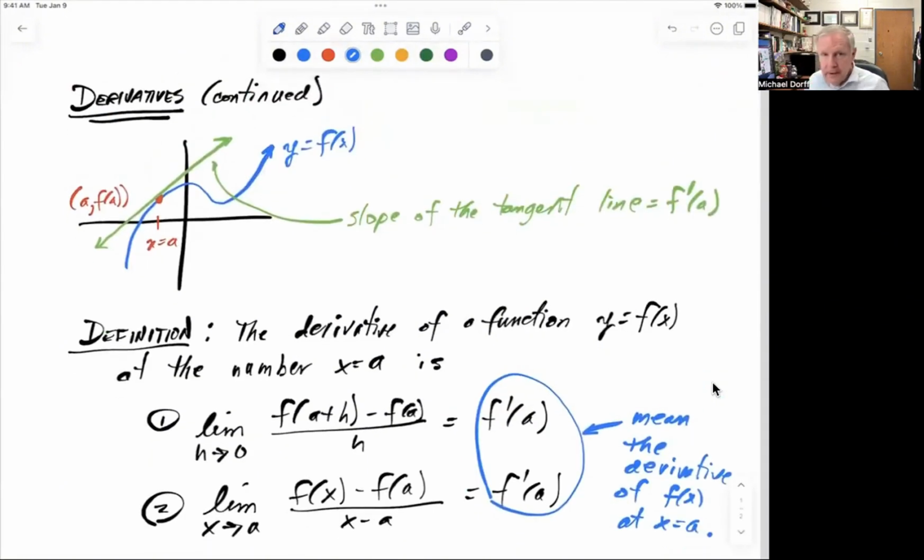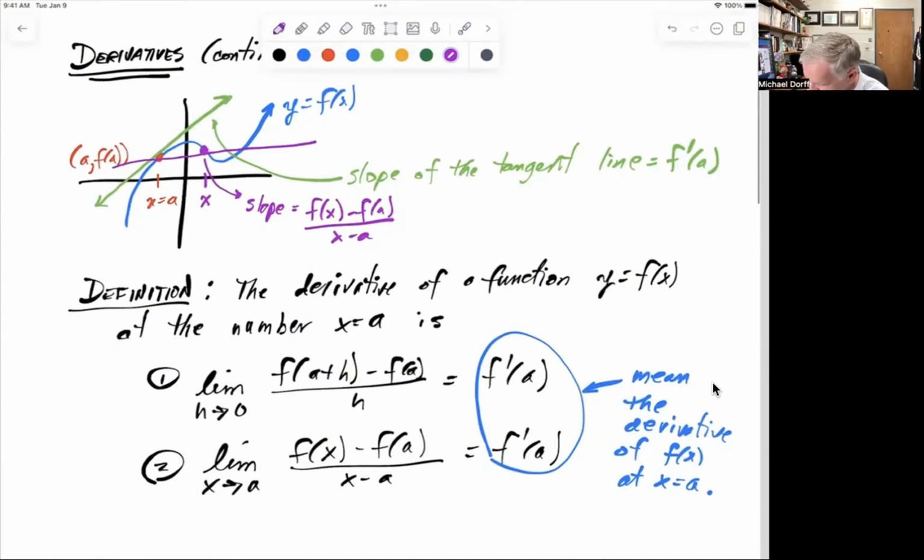And this fits in with the diagram that I wrote. If I take another point on the blue line, to find the slope of the green line, we only have one point on the blue line, and we would need 2 points. If we were to take a second point here, and we look at the slope of that line, that's going to equal the differences of the y's over the differences of the x's. If I call this point x, this is going to be f of x minus f of a over x minus a. That's the slope of that purple line, and that's exactly what we have here.